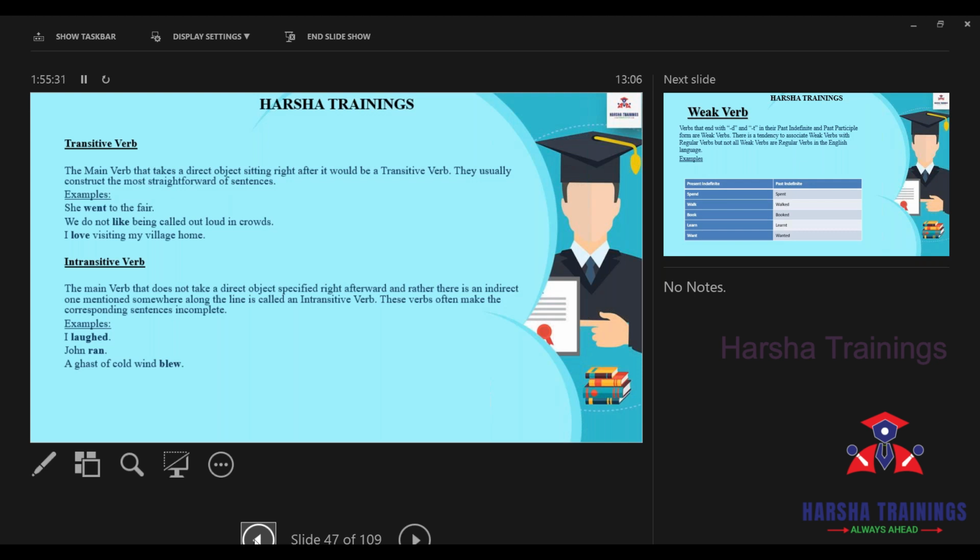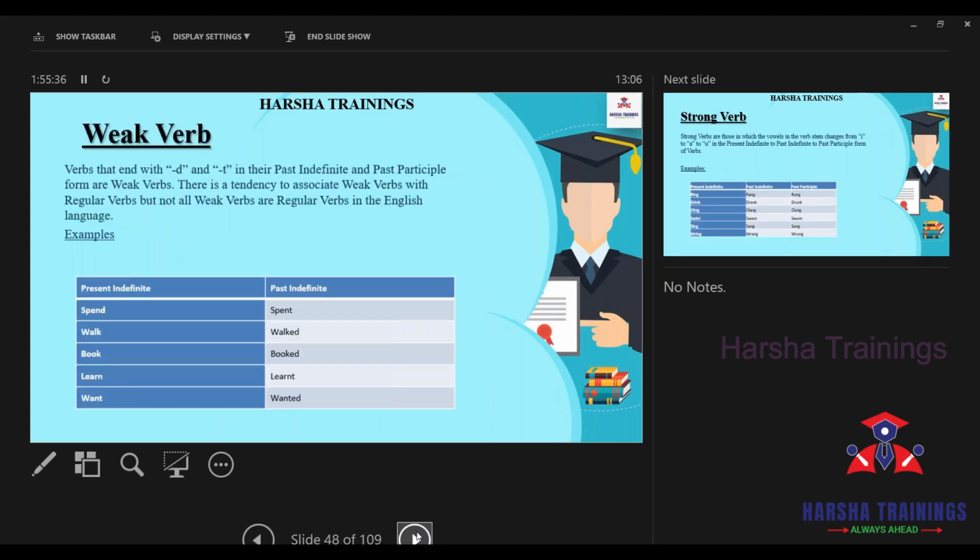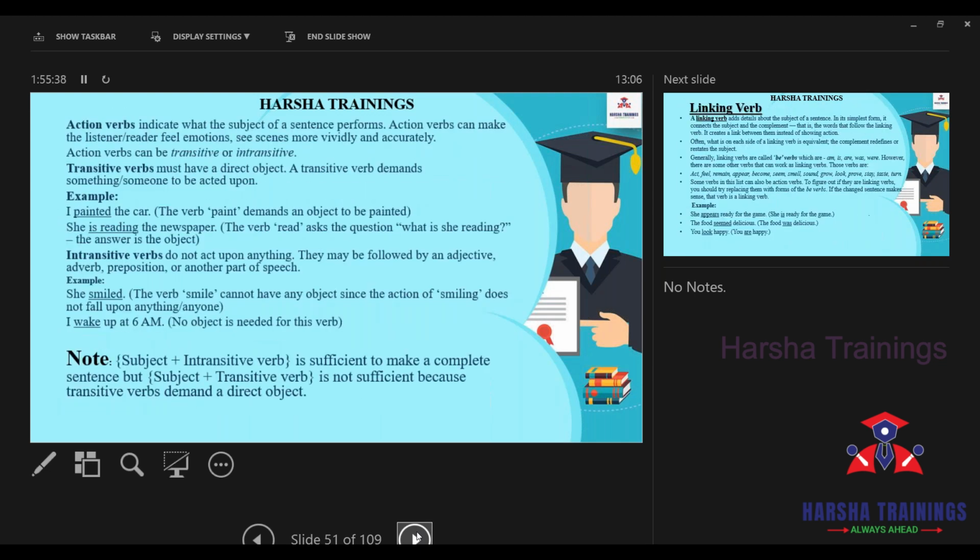Those which do not have an object. I told you the examples, right? I laughed, she ran. Without an object. So these are enough to make a sentence, but subject plus transitive verb is not enough. You need to have an object with them, a direct object. Okay, understood everyone? Yes, ma'am. Okay, thank you. So a subject and a transitive verb cannot make a complete sentence, but you can make a sentence with a subject plus an intransitive verb. Okay.